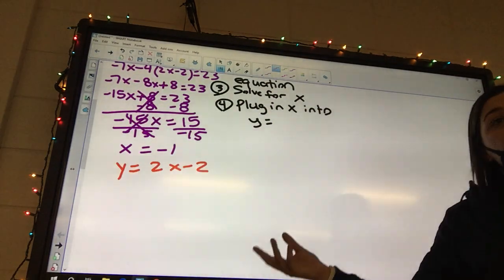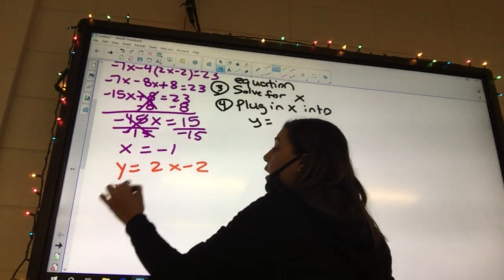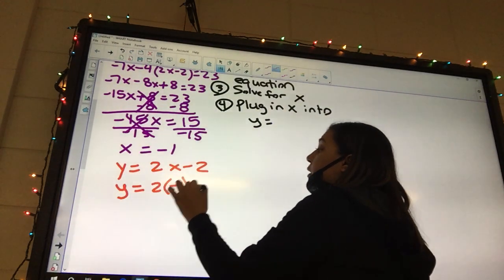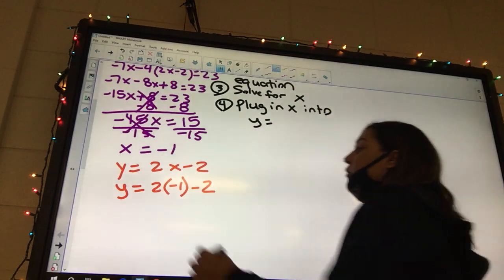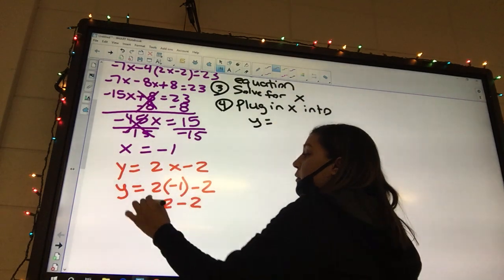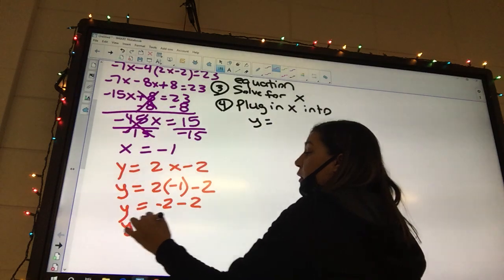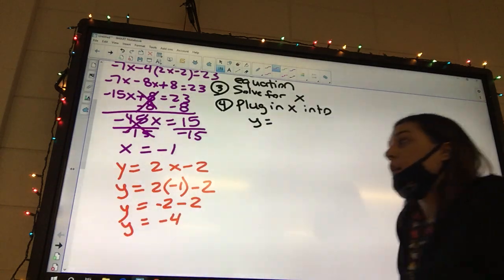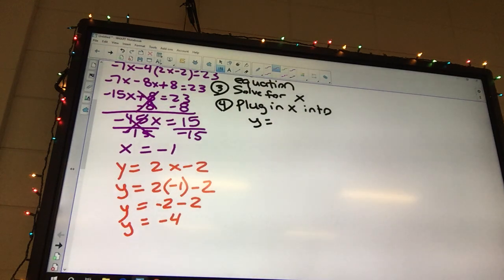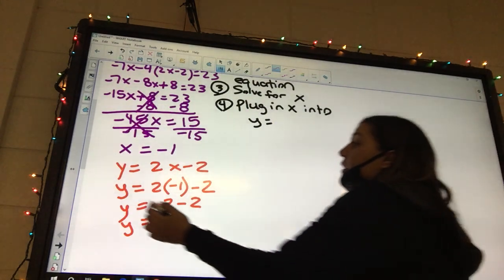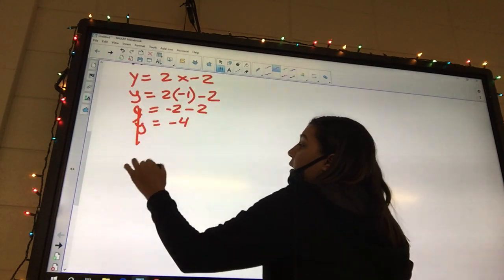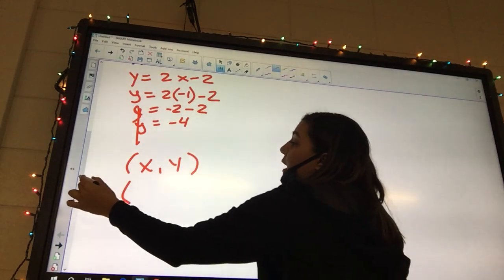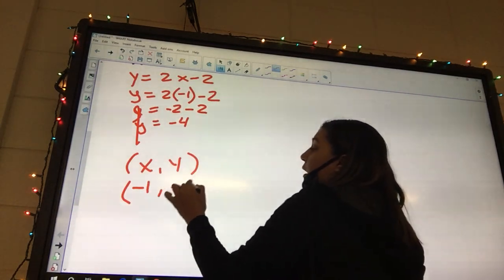And we know what x is now. X is negative 1. So it's really going to be y equals 2 times negative 1 minus 2. Okay, well, 2 times negative 1 is negative 2 minus 2, which is just going to be negative 4. Okay, so we've solved for both of these. And so our very last step is to write these in coordinate form, x comma y as a coordinate. So our x is negative 1. Our y is negative 4.